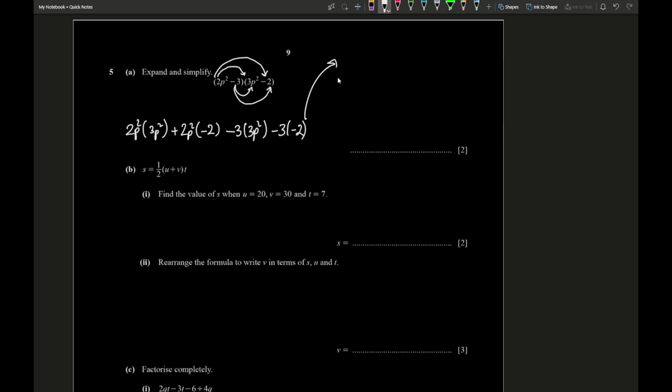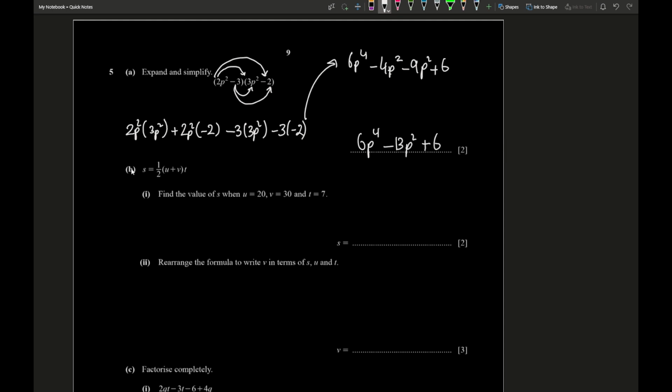So 2p squared times 3p squared is 6p raised to the power of 4. 2p squared times negative 2 is negative 4p squared. Negative 3 times 3p squared is negative 9p squared. And negative 3 times negative 2 is positive 6. Simplify this and you'll end up with 6p raised to the power of 4 minus 13p squared plus 6.